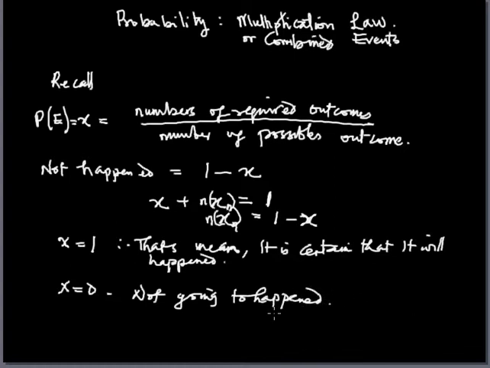Also note that all this takes place between 0 and 1, that is 0 is less than or equal to x, less than or equal to 1. That means it can either be 0, it's not going to happen, x, the probability it will happen, or 1, where it is certain that it will happen. So you should bear this at the back of your mind.